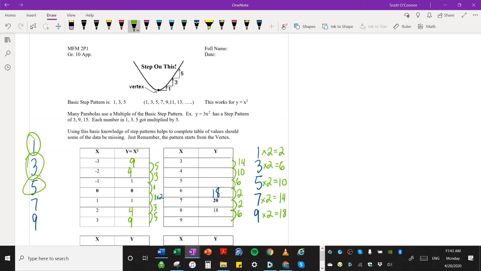All right? Now notice that from 20 to 18, I went down. So I have to go down from 18, 6 in this case, and that's going to take me to 12. And then I have to go down another 10, and that's going to take me to 2. And then I have to go down 14, and that's going to take me to negative 12.